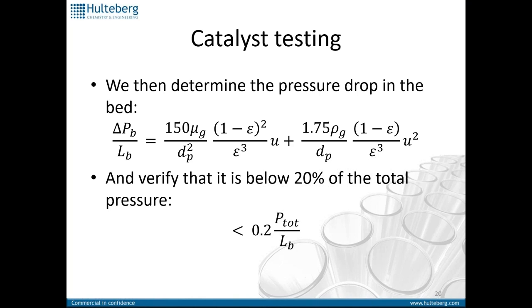Then what we want to make sure is that the pressure drop over the bed is less than 20% of the total pressure. So if you have a higher pressure drop than 20%, it's not fair to say that your testing is isobaric. And yes, then you have different contact times in different parts of the reactor for gas flow. And that's going to mislead your testing.